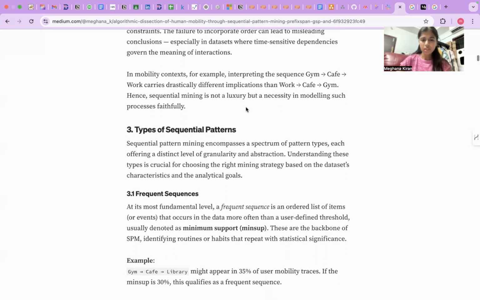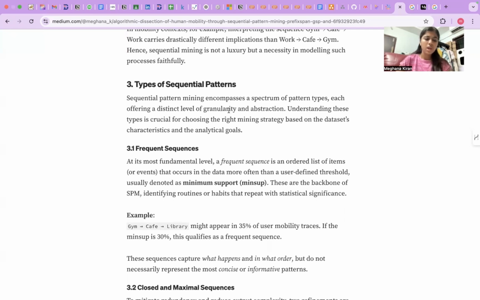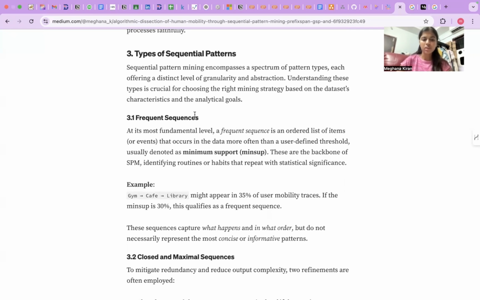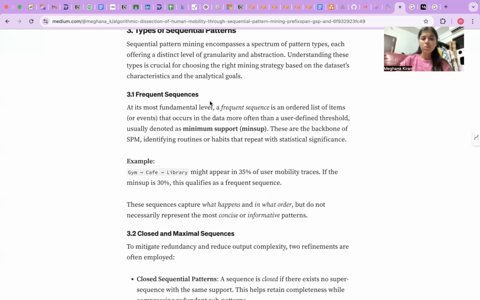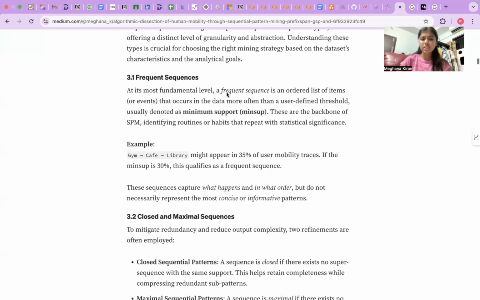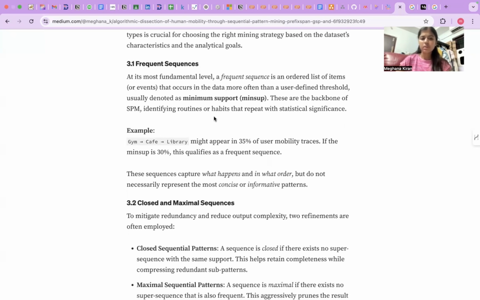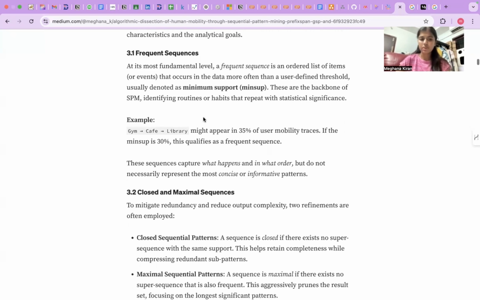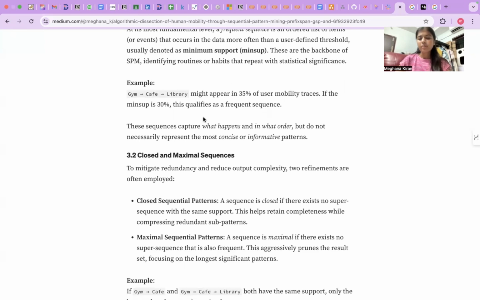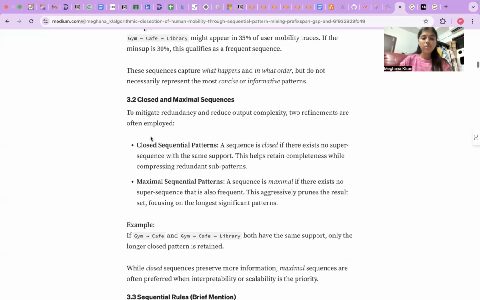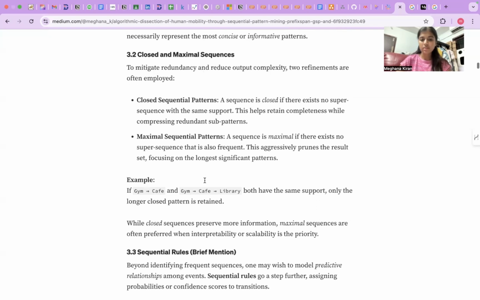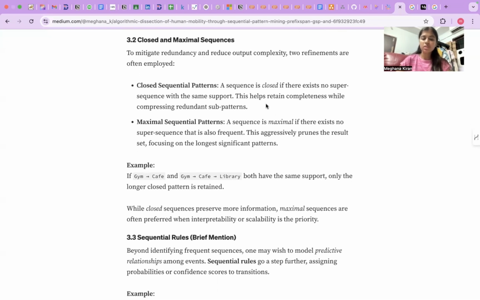So we have types of sequential patterns. First come the frequent sequences. This is the most fundamental level where we just find the frequent sequences, without any closed or maximal conditions, based upon a minimum support threshold, which is user defined. It can be 20% or 30%. These sequences capture what happens and, mainly, in what order. And we have closed sequential patterns and maximal sequential patterns as well. A sequence is closed if there exists no superset with the same support, and a sequence is maximal if there exists no super sequence that is also frequent.